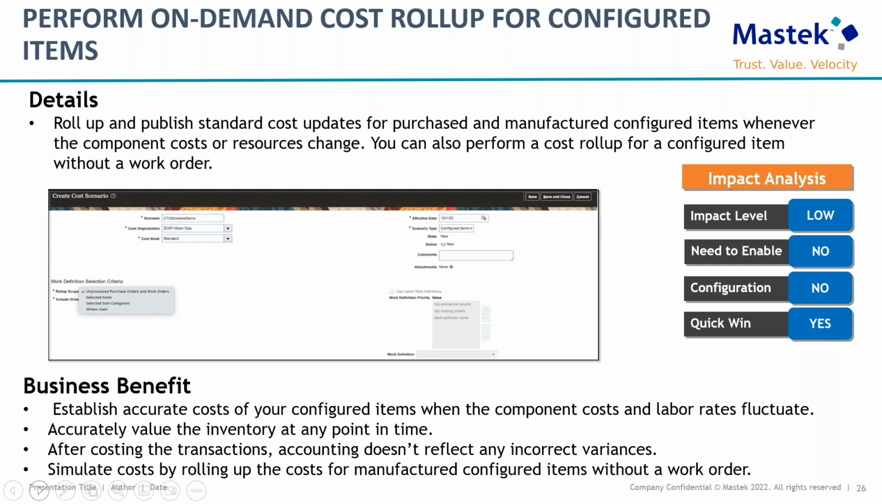The business benefit that we can have out of it is to establish accurate cost of your configured items when the component cost and labor rates fluctuate. You can accurately value the inventory at any point in time. After costing the transactions, costing does not reflect any incorrect variances. Simulate cost by rolling up the cost for manufactured configured items without a work order.